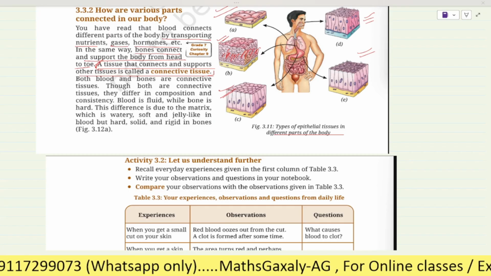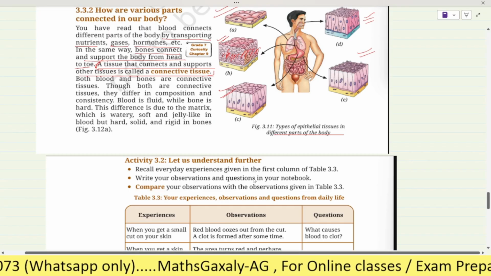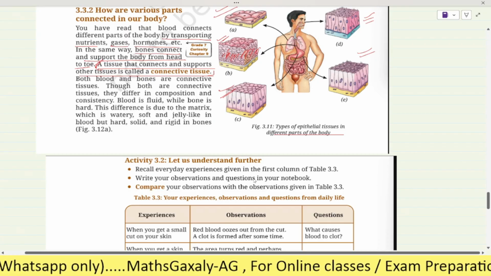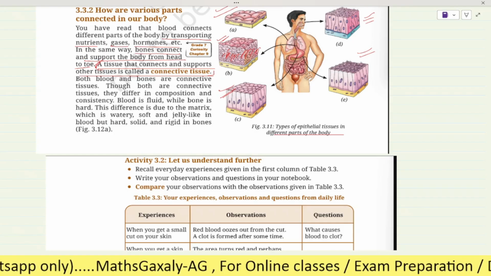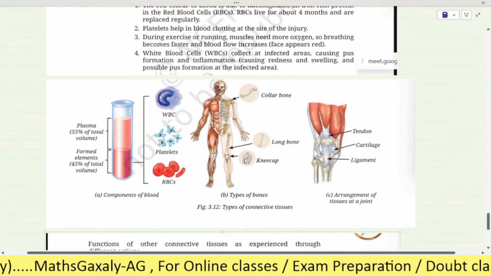Okay. Done now. Aswin? Now let's see here, as it's showing in 3.12a.